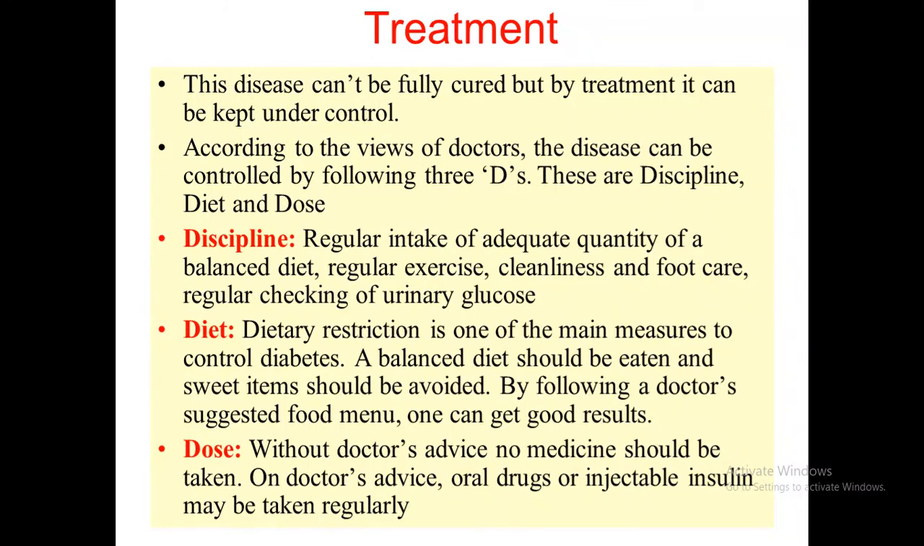Diet: dietary restriction is one of the main measures to control diabetes. A balanced diet should be eaten and sweet items should be avoided. By following a doctor's suggested food menu, one can get good results. So you can avoid all these sweet items, then you can control your diabetes easily.